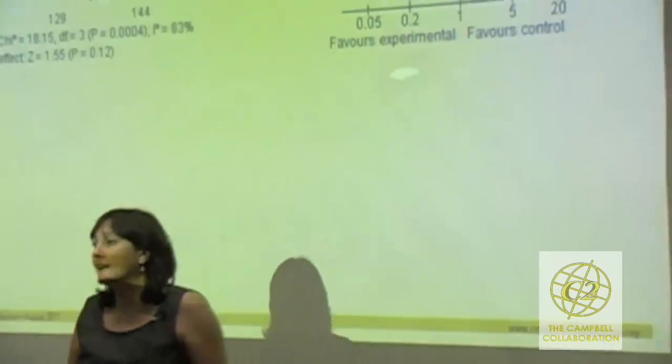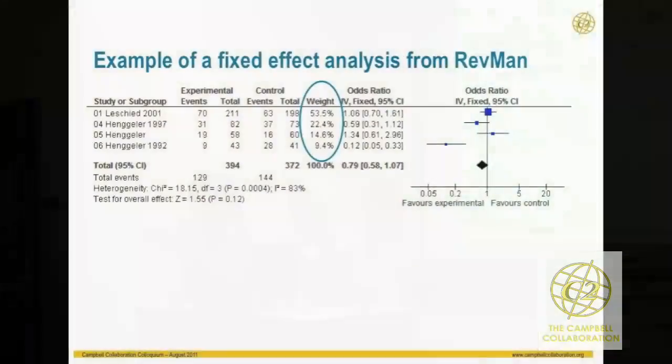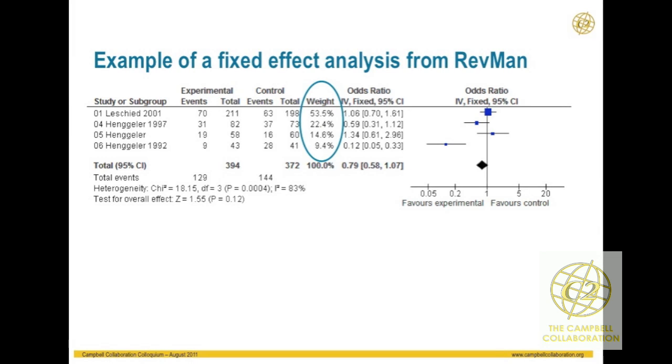Now, what I've circled there are the relative weights given to each study when we calculate the overall mean. And the overall mean is the black diamond there. The middle of the black diamond is the mean, and the ends of that diamond are the ends of the confidence interval. This is the fixed effect analysis. So we see that that biggest study is contributing 53% to the overall mean for the fixed effect analysis.